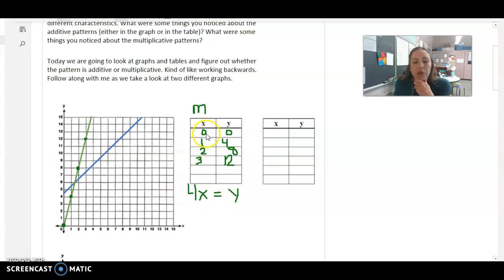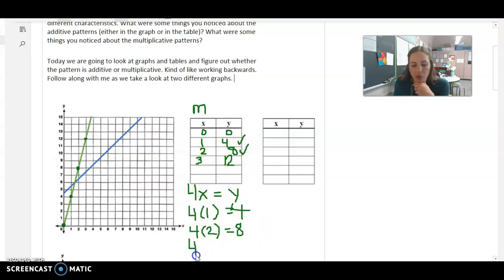So here, if I multiply x times 4, and if x is 0, then y would be 0. If I say x is 1, then I'd be multiplying 4 times 1, and that equals 4, and that checks out. That's good. If x is 2, then y would be 8, and that checks out.